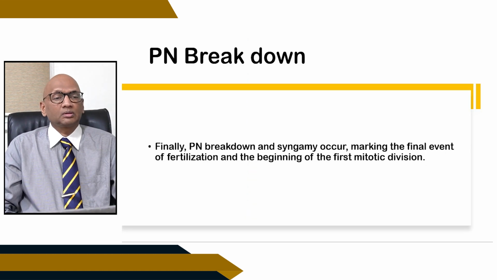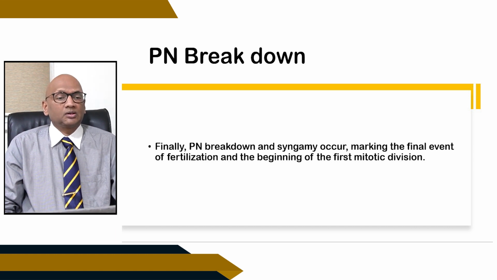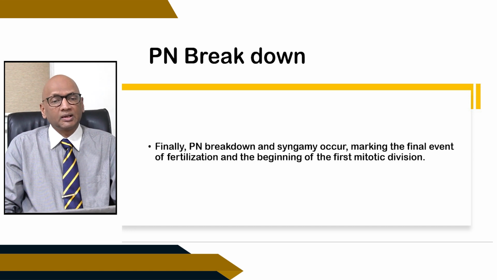The next step is the pronuclear breakdown. Finally, after the alignment of the pronuclei, the pronuclear breakdown happens, during which syngamy occurs, marking the final event of the fertilization and the beginning of the first mitotic division. Here, the sperm can play a role at the entry of the sperm, which produces a calcium oscillation, at the formation of the centriole and the spindle, at the formation of the syngamy, and then the correct alignment of the cells. All these play a role, and male factor plays a role at this point.